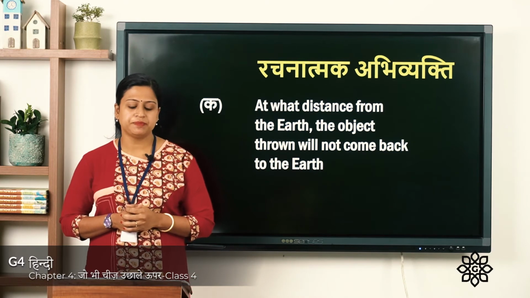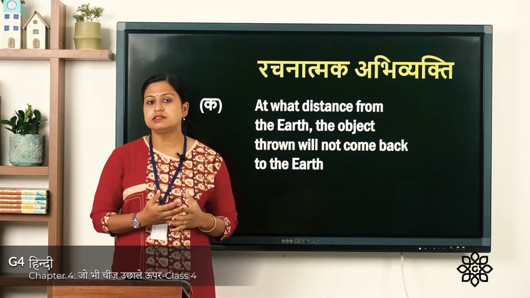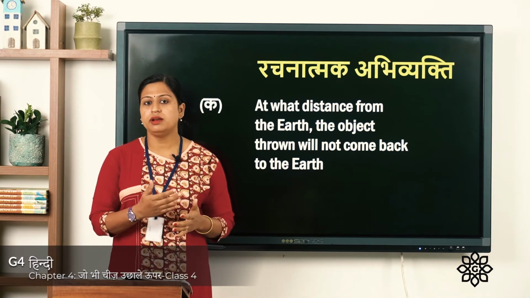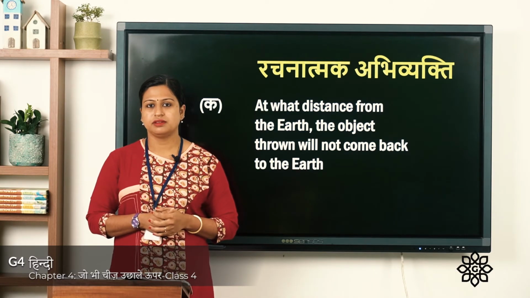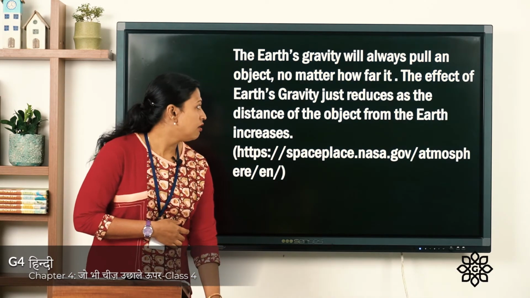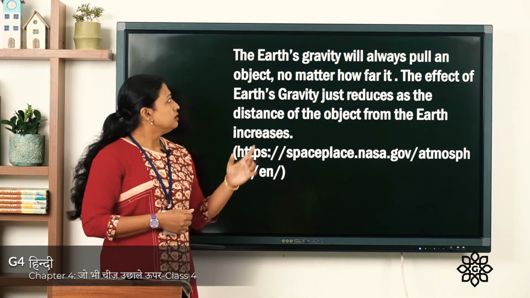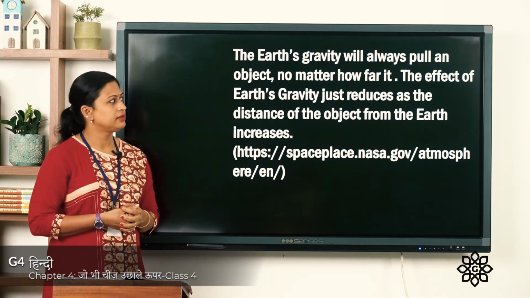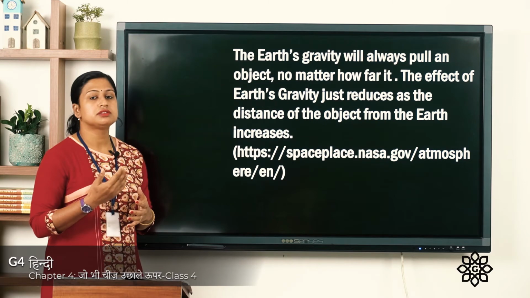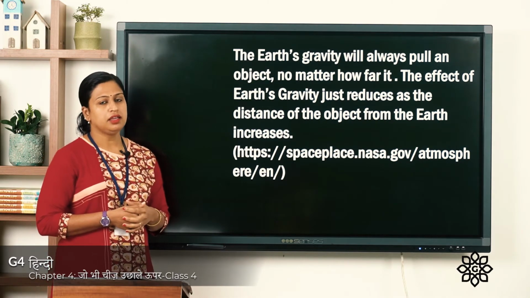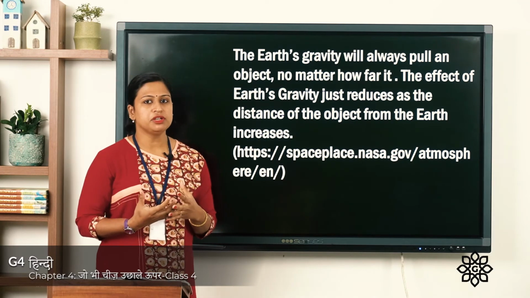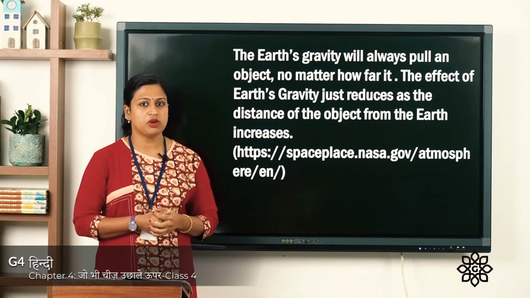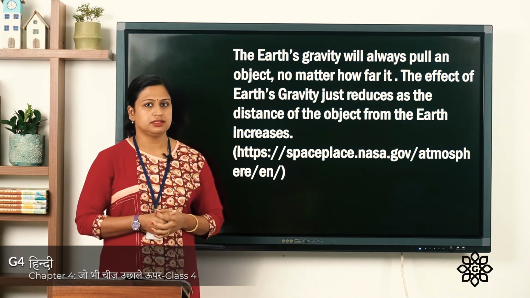Now there is another fact. We can escape the influence of earth's gravity if the speed is more than 11.19 km per second. So this is the answer for the question. The earth's gravity will always pull an object no matter how far it is. The effect of earth's gravity just reduces as the distance increases. Now for more information you can go through this link. It tells about the different layers of atmosphere that are present in our earth.